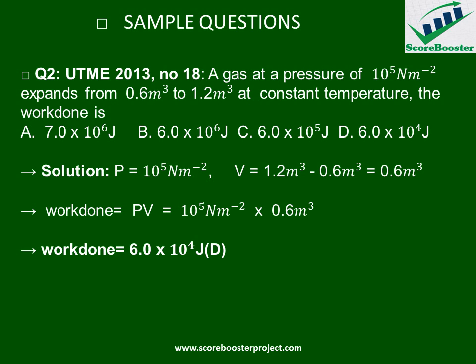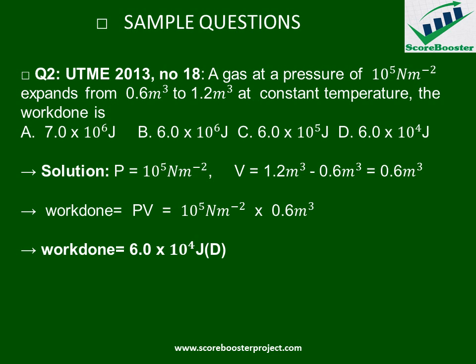Option A is 7.0 times 10 raised to power 6 joule, option B is 6.0 times 10 raised to the power 6 joule, option C is 6.0 times 10 raised to the power 5 joule, while option D is 6.0 times 10 raised to the power 4 joule.